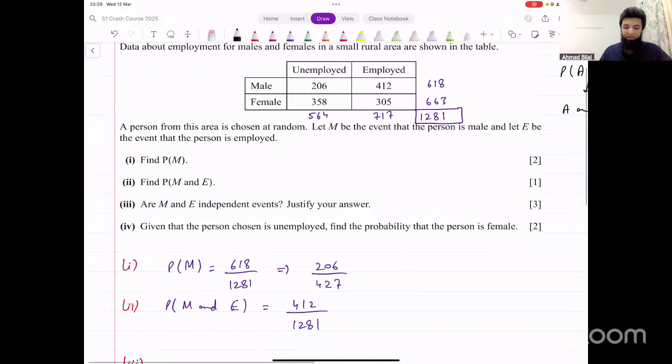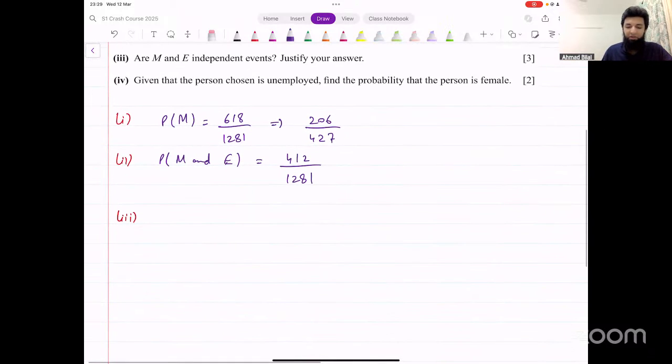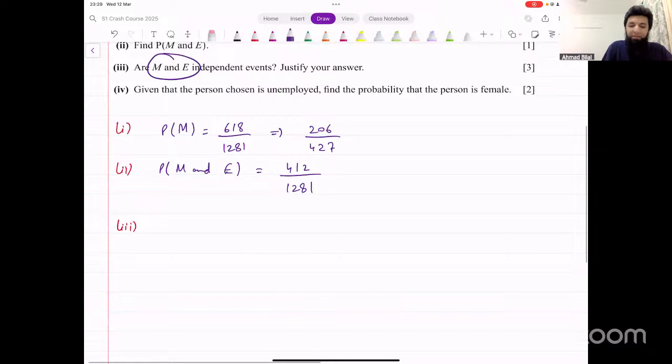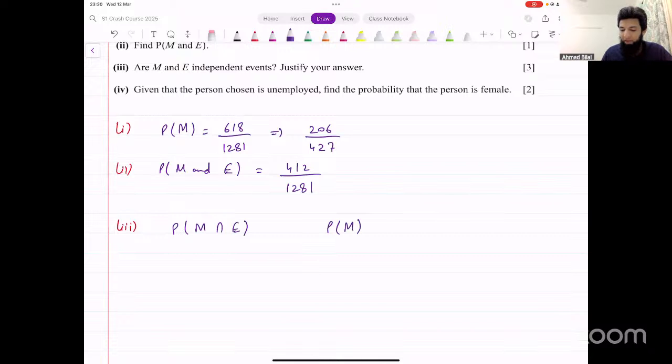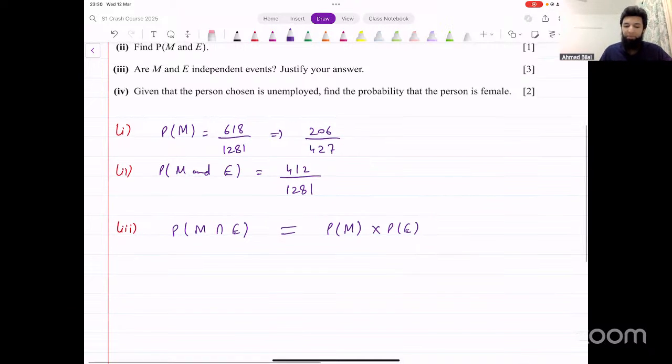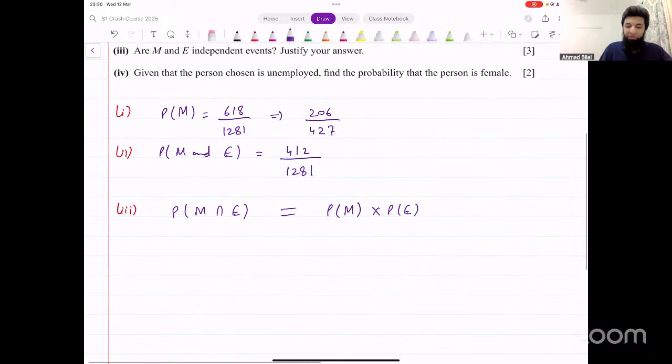Let's check whether that condition is met or not. In this case, the events are M and E. So the probability of M intersection E should equal the probability of M times the probability of E. If they're equal, then they're independent. If they're not equal, then they're not independent. The intersection probability we have already found: 412 over 1281.